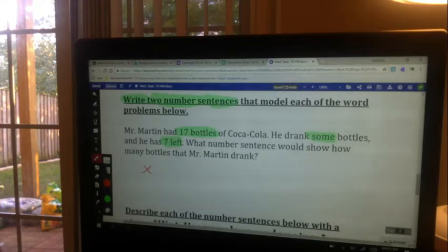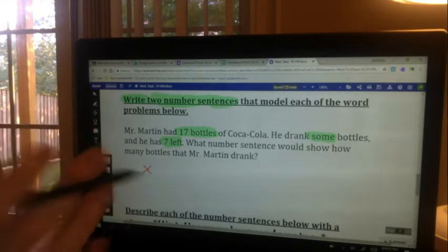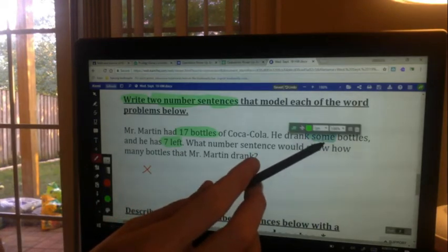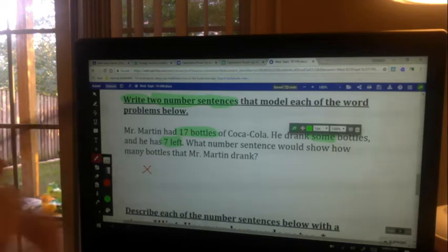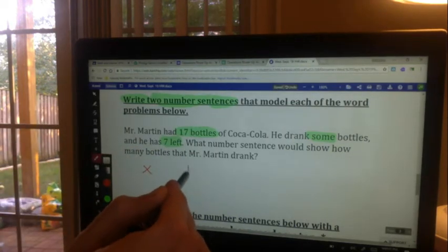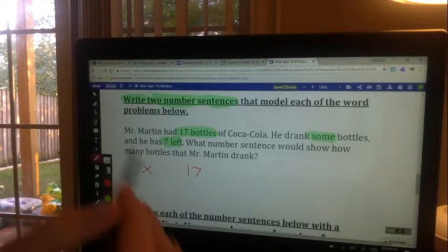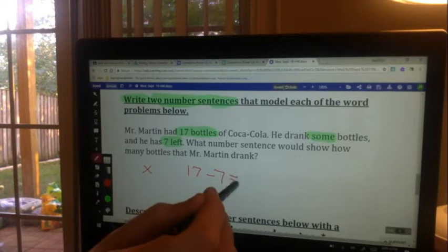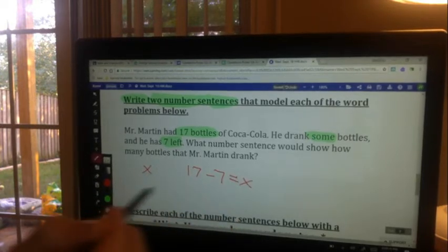Now, what is the one thing in this problem that we don't know? The thing that we don't know is how many that he drank. So what I'm going to do is say, well, he started out with 17. And if he has 7 left, I can subtract that. And that should tell me then how many that he drank.